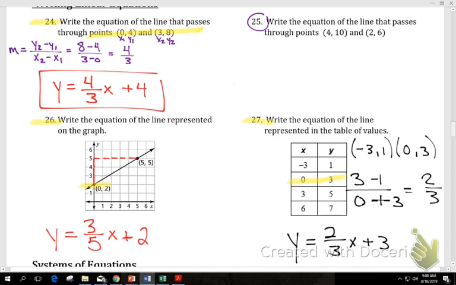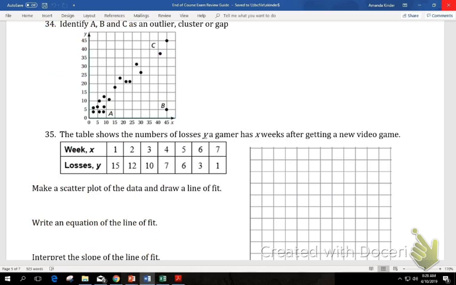All right, so now we are going to pass over your systems of equations, numbers 28 through 33. We're actually going to do those tomorrow. And we're going to pick up on number 34. All right, so go ahead and turn in your review sheets to number 34. Number 34 in your review sheets.